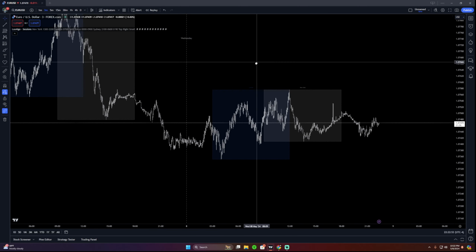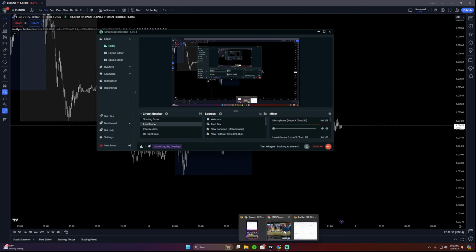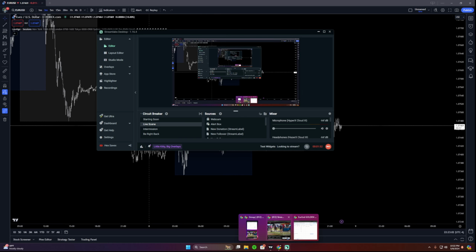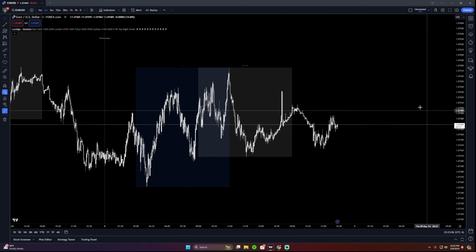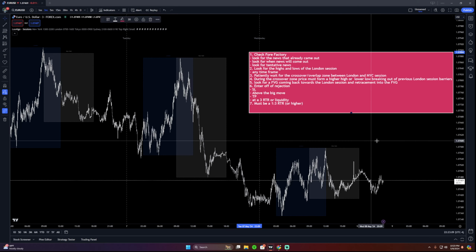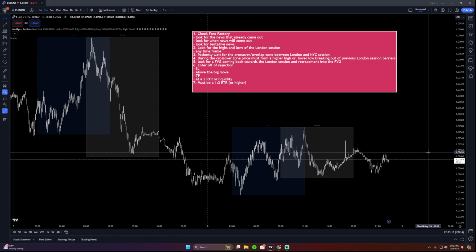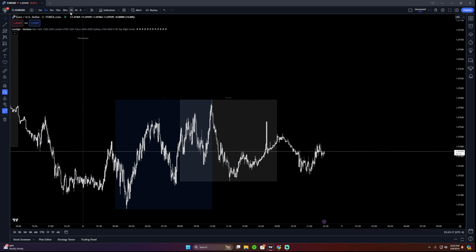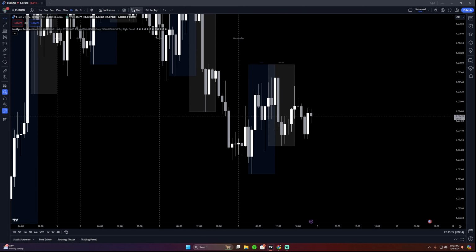Okay. Now, after you've checked news, which is always the first step, then you're going to want to move on to step 2, which is look for highs and lows of London session. So there is no daily bias on this strategy. I mean, you can use it, but I don't. So how do you look for highs and lows of London session? Let's go into replay mode.